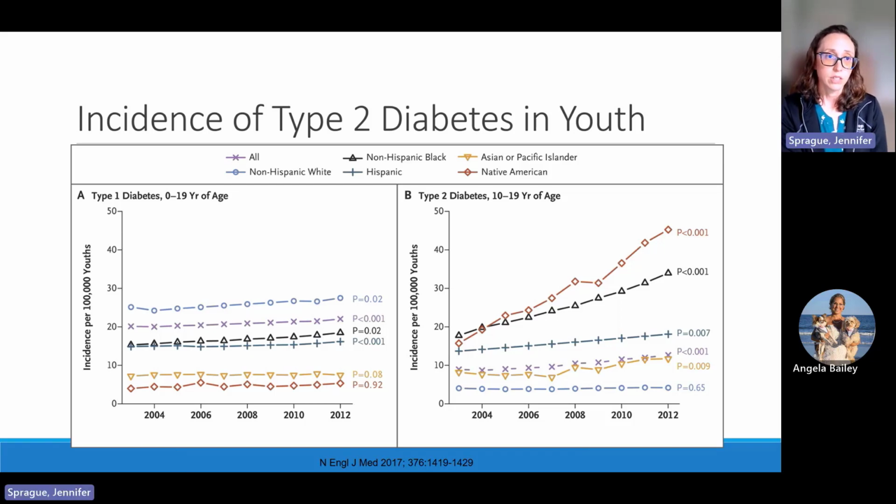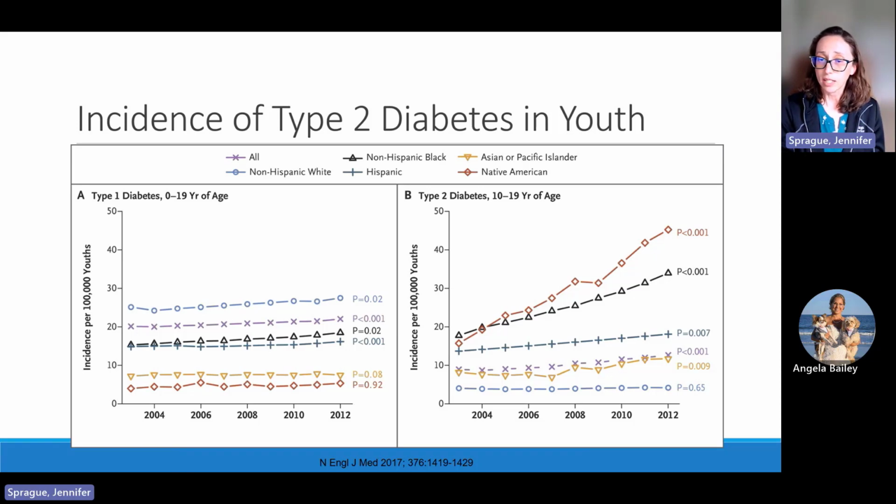So let's look at incidence of diabetes in youth. The first graph is type 1. This is from the SEARCH for Diabetes in Youth study, which is a multi-center study that looks to understand more about diabetes among children and young adults in the United States. In the first graph, this is age 0 to 19. There's a very slight increase in incidence of type 1 diabetes.